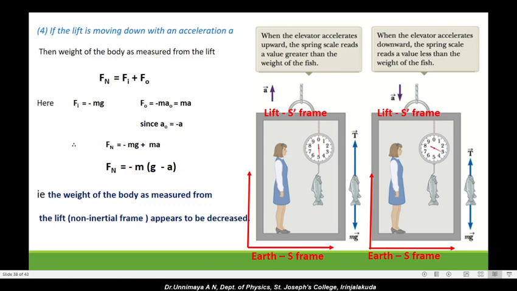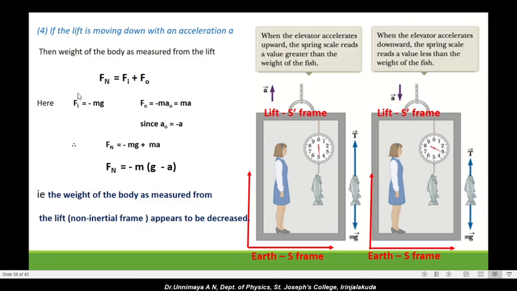So -m into -a0 is -a. a0 എന്താണ്? -a ആണ് വരുന്നത്. So -m into -a, that is m into a. So Fo becomes equal to m into a. So what is the total force, or what is the weight of the body measured in the non-inertial frame? Fn will be equal to Fi plus Fo, which is Fi is -mg plus Fo is ma. So Fn is equal to -m into g minus a.